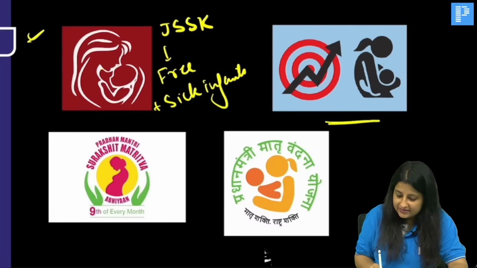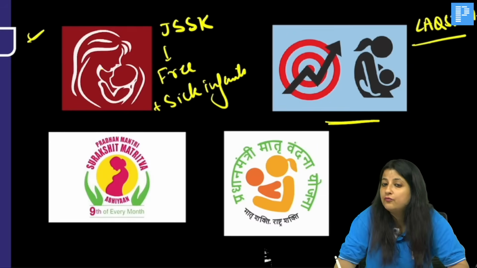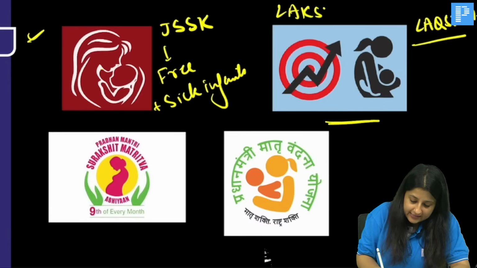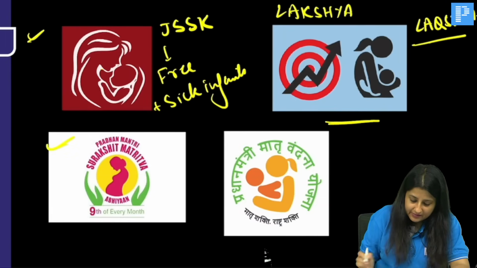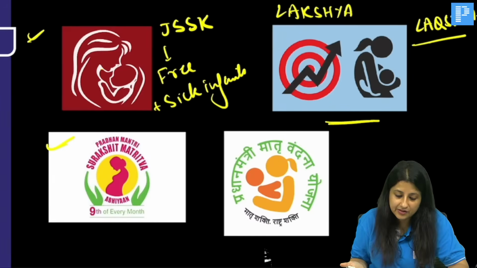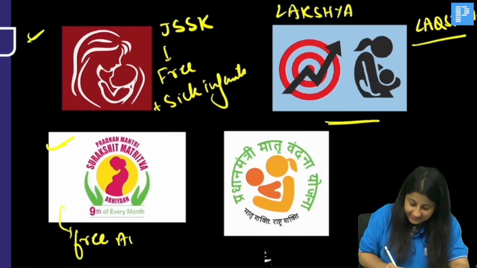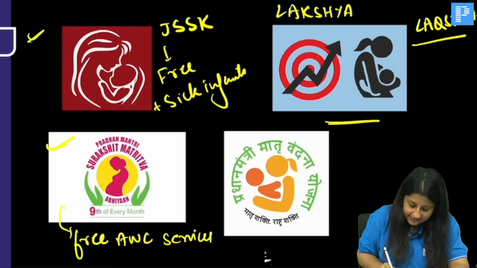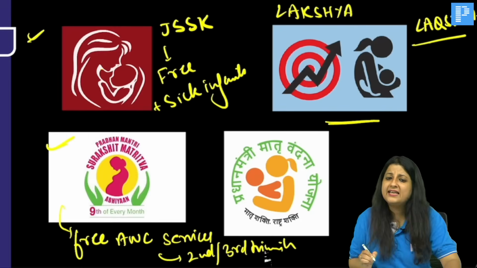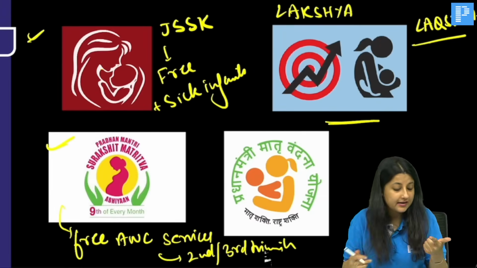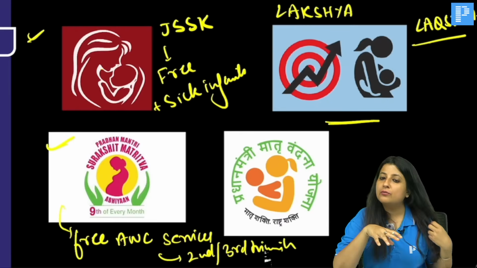Which is this logo, image number B? This is Lakshya, Labor Room Quality Improvement Initiative. What is this? Pradhan Mantri Surakshit Matritva Abhiyan, already written. On the 9th of every month, free antenatal services, free ANC services, are given to women in the second and third trimester, and we've discussed this many times. If high risk, she'll get a red card. No risk, green card. PIH, blue card. Some other comorbidity, she will get a yellow card.